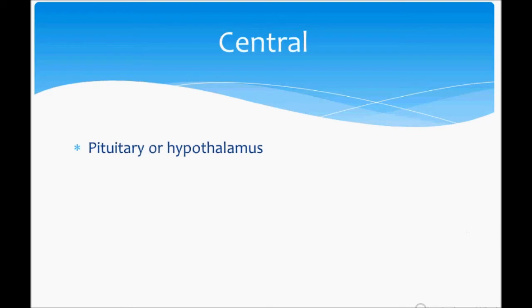What is central? Central is when the cause is found in the pituitary or the hypothalamus. In central diabetes insipidus, the lesion is in the pituitary or the hypothalamus. In diabetes insipidus, there is a lack of ADH, antidiuretic hormone. So the antidiuretic hormone is not secreted, so it does not conserve the water, so the patient starts losing water, and there are other effects I'll discuss. Let's move on to the next slide.